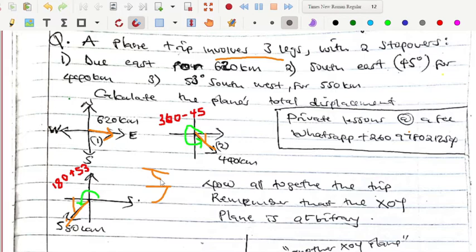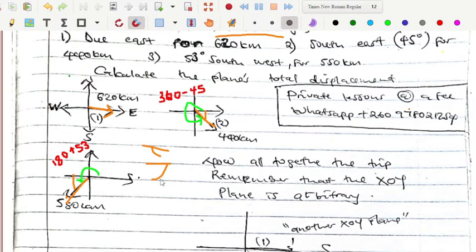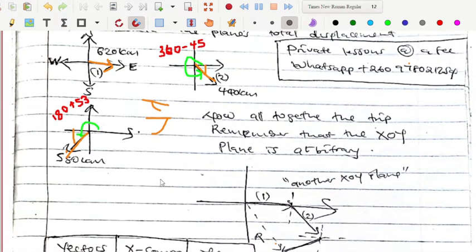But it's arbitrary, like I have been telling you that the xy plane is what? It's arbitrary. It's not always like that. It depends on how you're taking it and how you deal with your calculations.